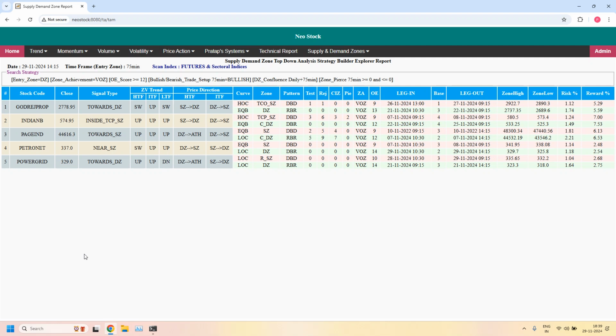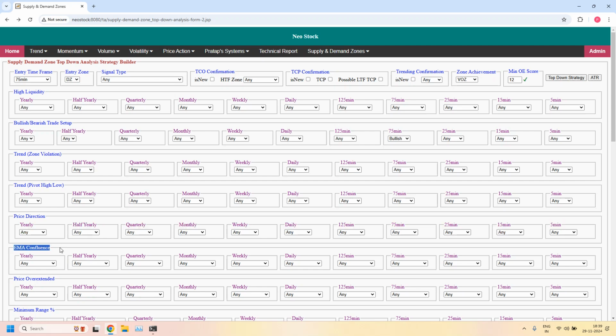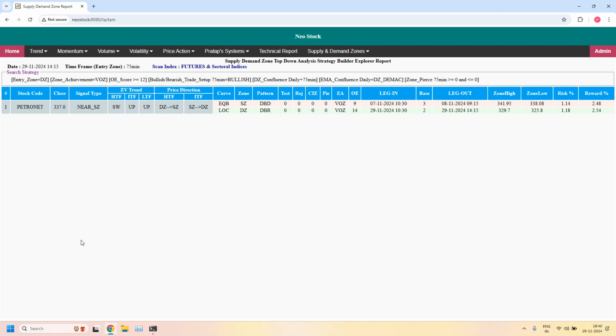Okay, the daily trend is uptrend, that is ITF trend is uptrend. If any of these daily demand zones are having daily EMA confluence, they are even more high probability trade setup supported stocks. Let's verify. In the EMA confluence at a daily time frame, daily demand zone having daily EMA confluence filter is enabled. So with this filter, we got only one stock. Daily demand zone having daily EMA confluence. That is ITF demand zone.